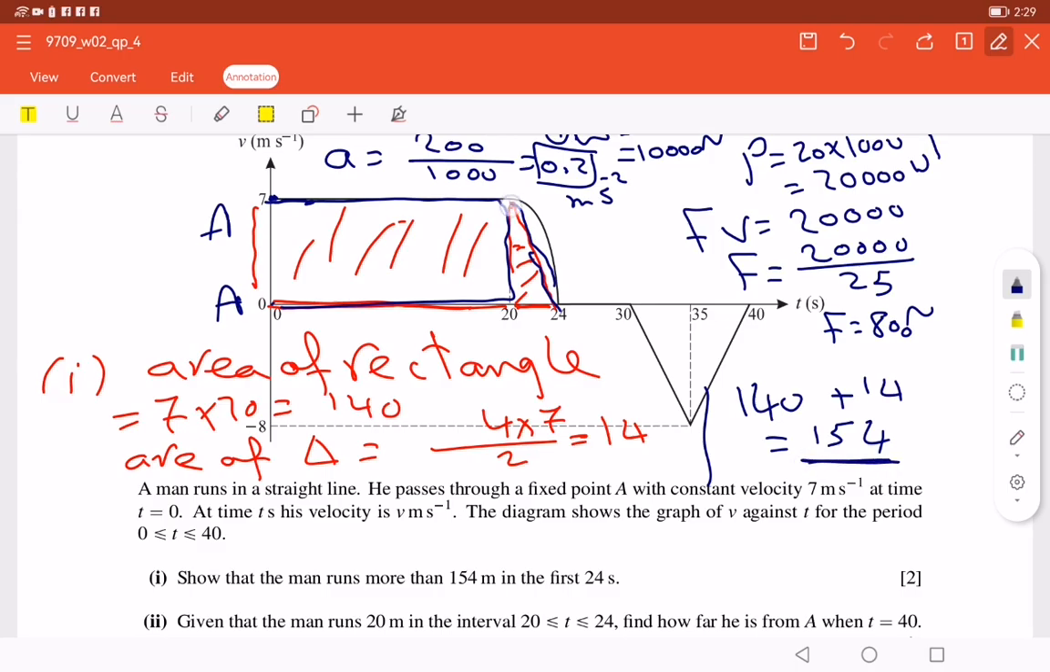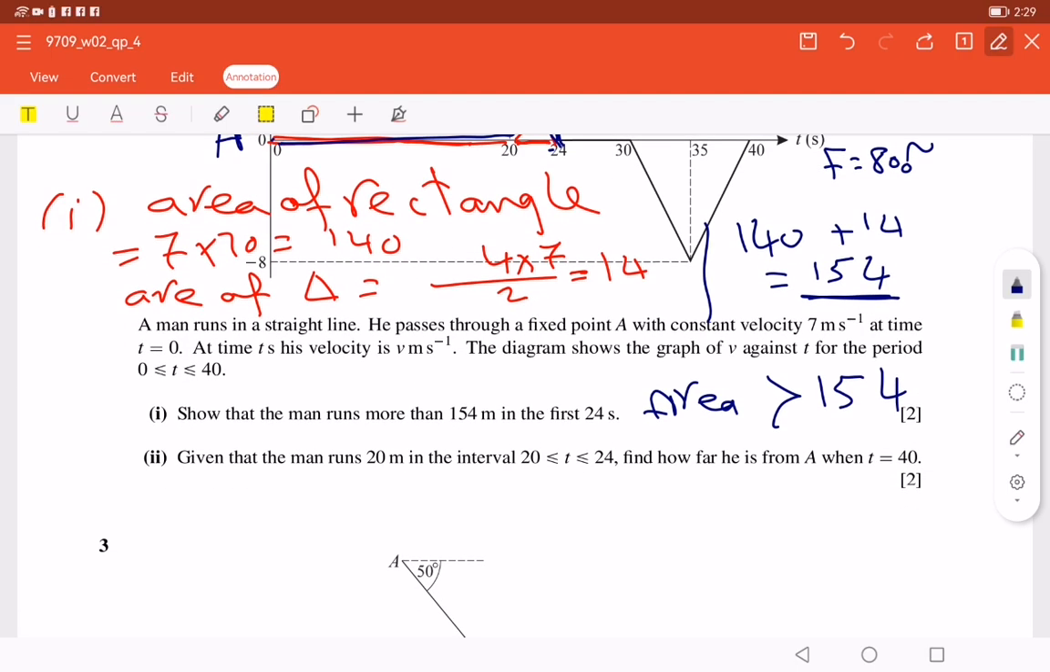As the area of this part only is 154, but we have another part, we didn't find its area until now. What does it mean? It means the area under the curve from 0 to 24 is greater than 154. Is it okay? So the area is greater than 154.